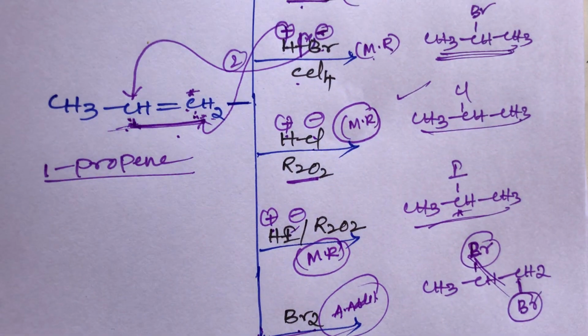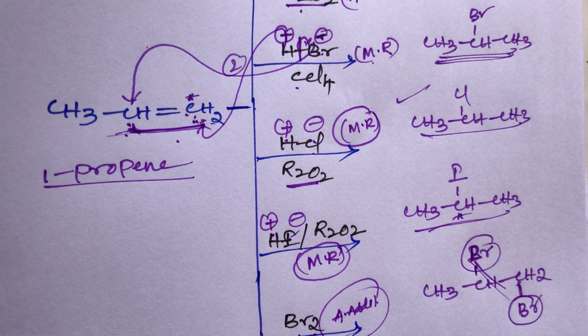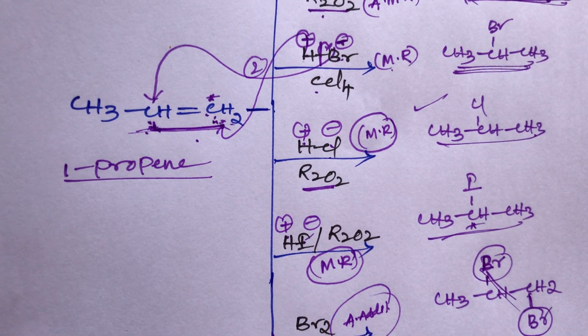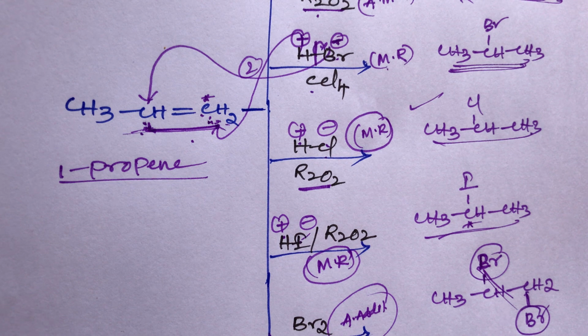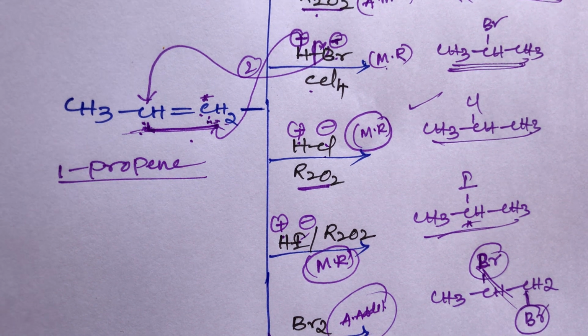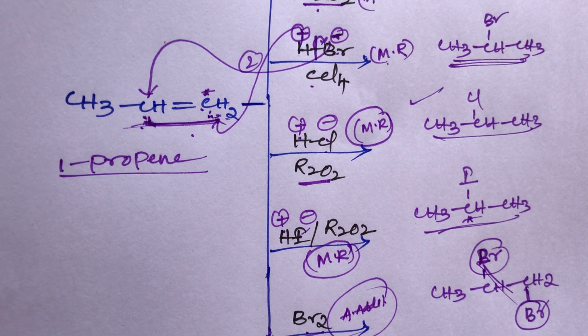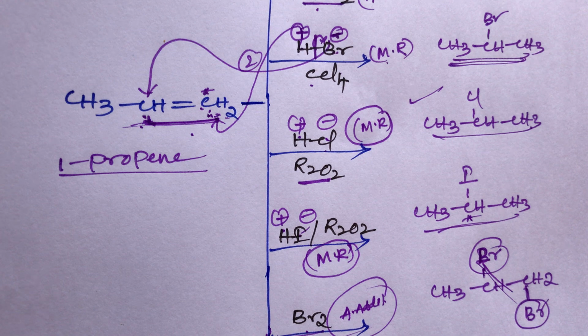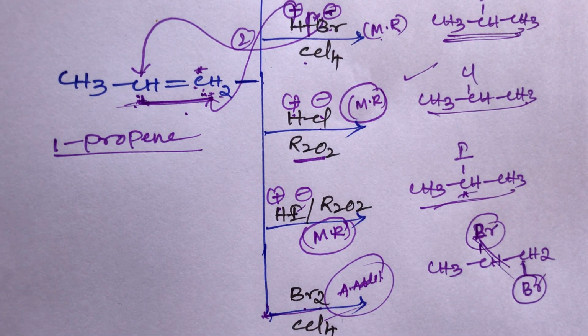This is the simple trick for Markovnikov and anti-Markovnikov, students. Generally, the Markovnikov rule applies only to electrophilic addition reactions. The anti-Markovnikov rule applies only to free radical addition reactions. Very important, students: free radical addition reactions always follow the anti-Markovnikov rule, and electrophilic addition reactions follow the Markovnikov rule.